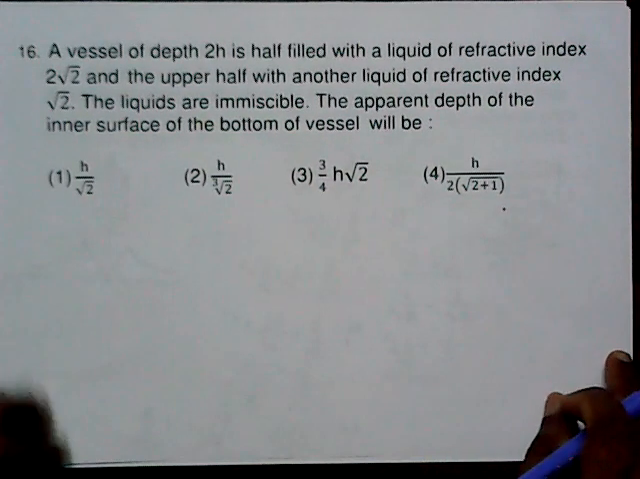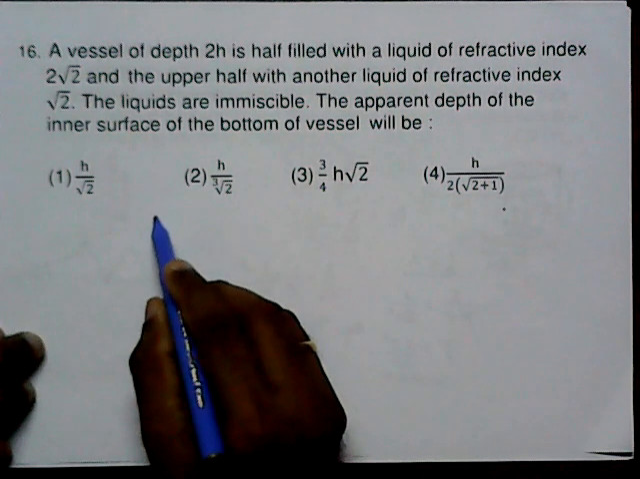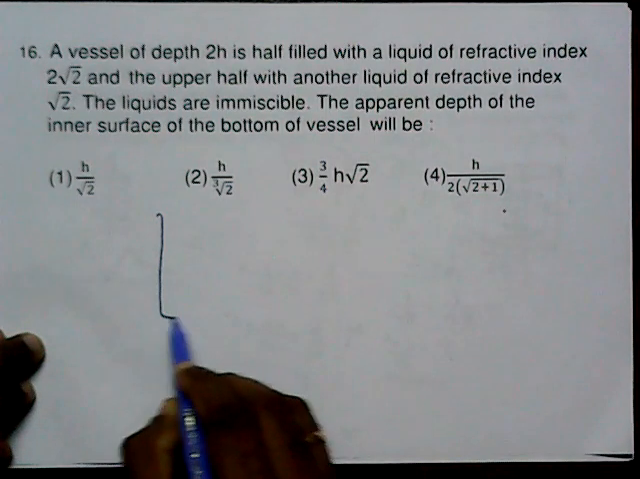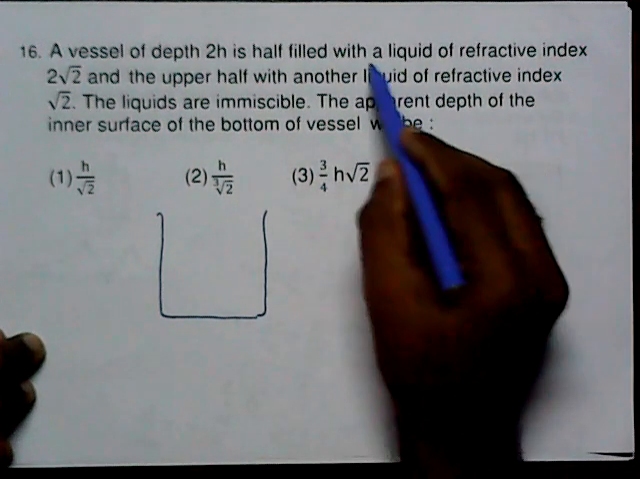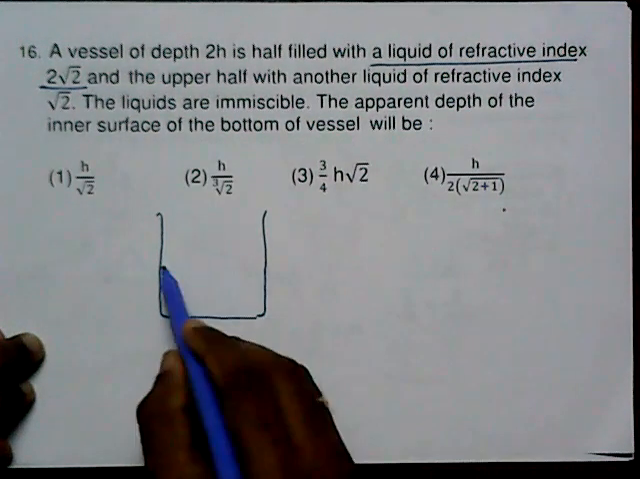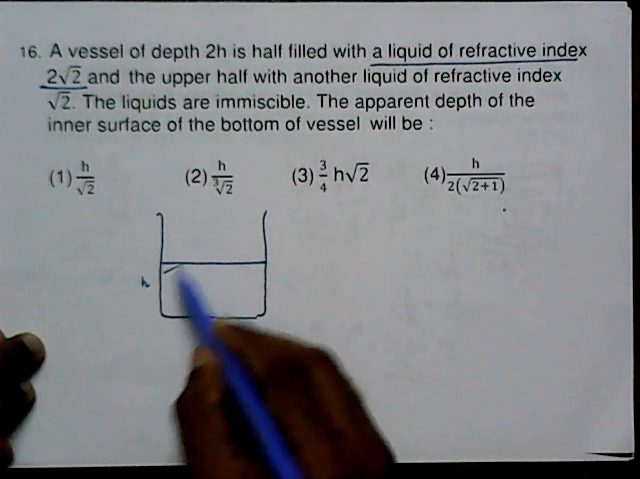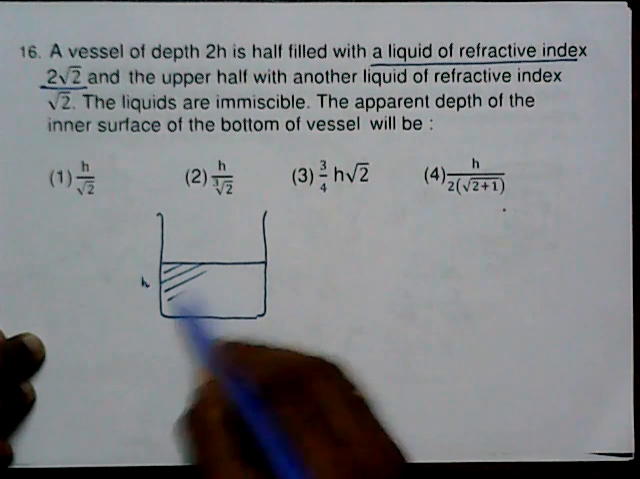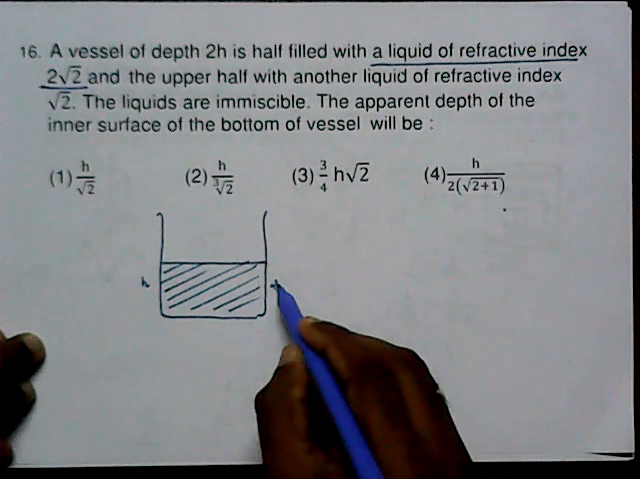Number 16. A good question again. A vessel of depth 2h is half filled. So a vessel is here. It is a half with the refractive index of 2 root 2. So we can just take its h half, filled with a material having a refractive index of 2 root 2.